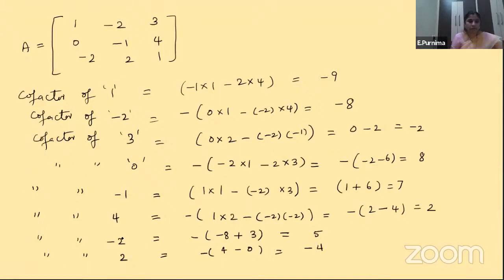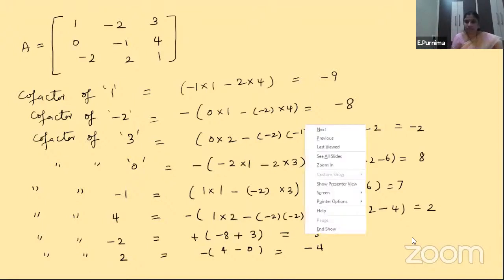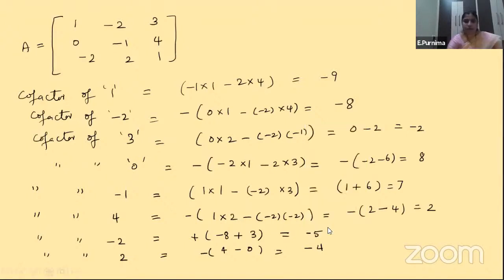And cofactor of minus 2, one second, children. Third row, first column. So 3 plus 1 is 4. It is a plus sign. So it is minus 5. Okay. And the next one is the cofactor of 1, the last one here. The cofactor of 1 is equal to, last row, it is a plus sign, it is plus of 1 into minus 1, which is minus 1 minus 0, which is equal to minus 1.